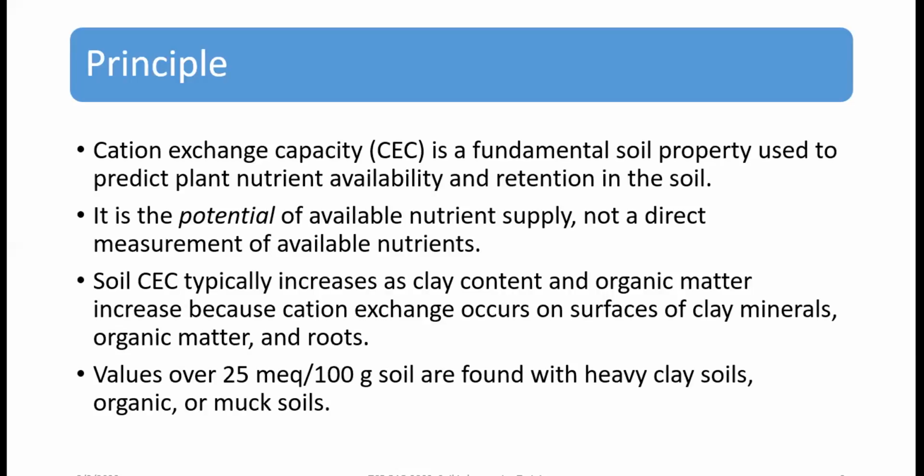CEC typically increases as the percent of clay content and organic matter increase in the soil, because the exchangeable sites from clay and organic matter are greater than the others. For example, the sandy soils. Normally values over 25 milligram per 100 gram soil are found with heavy clay soils, organic and muck soils.